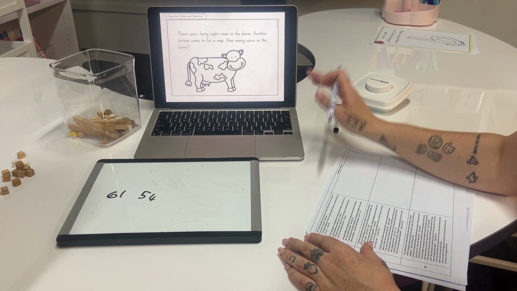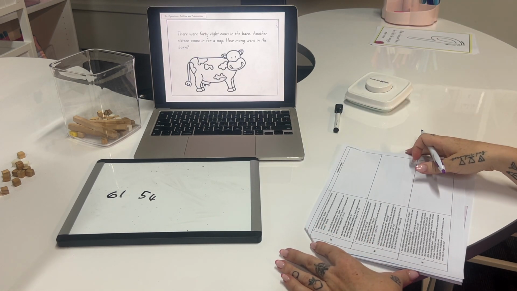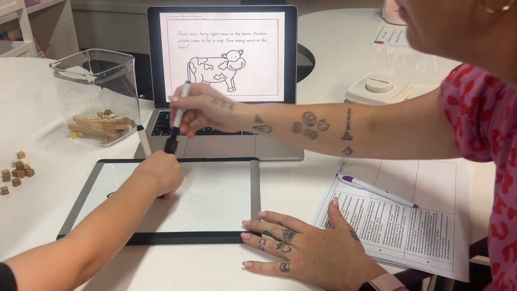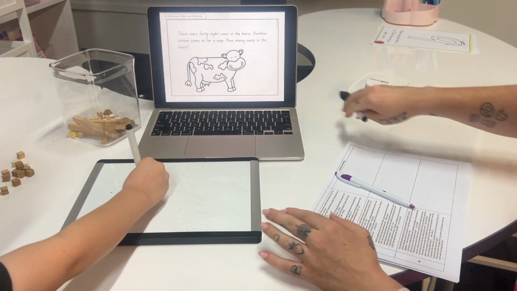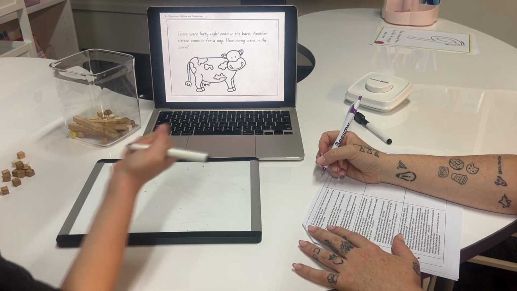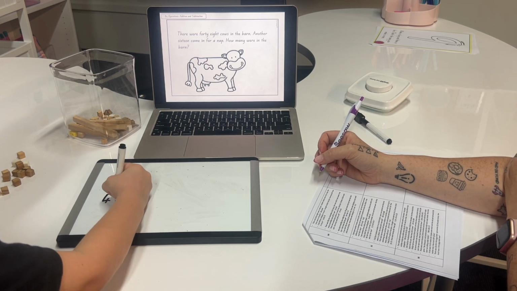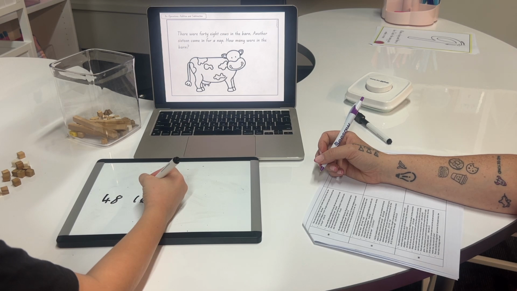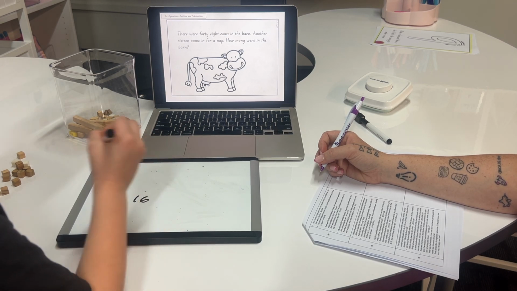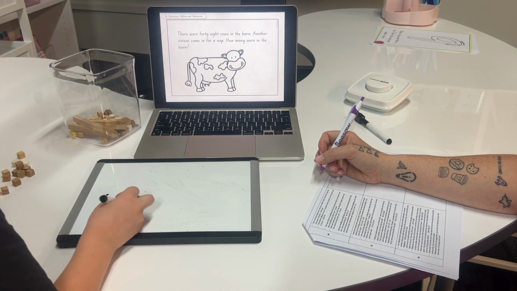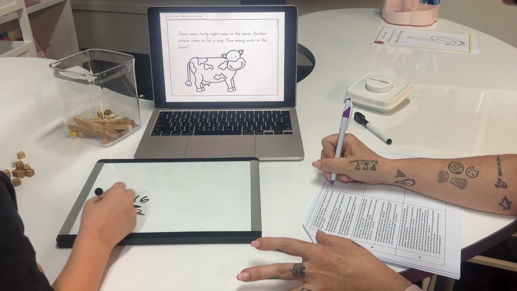All right, we're going to do a couple more. Because you did so good. There were 48 cows in the barn. Another 16 came in for a nap. How many were in the barn? 64. How'd you get that?